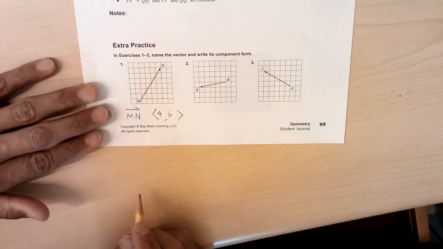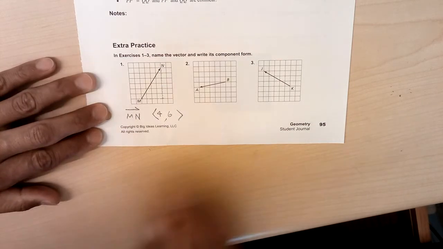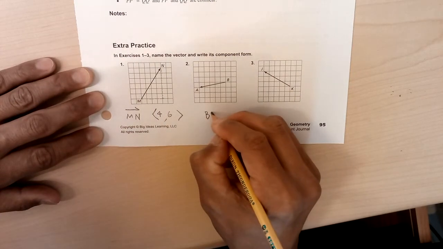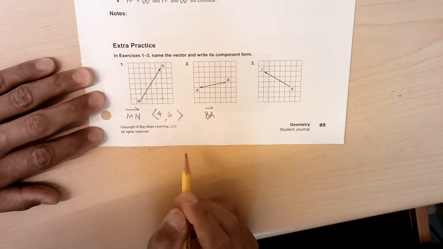Maybe take a minute, pause, see if you can write the vector, naming it on number 2, and then component form. So the vector in this case is vector BA. That's the name. B is the initial point. A is the terminal point.